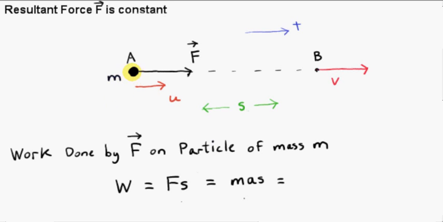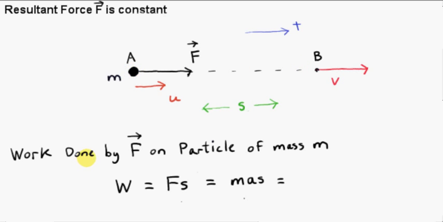We are only going to derive the work energy theorem for the simplest possible case. We have a particle of mass m located at point A. It moves in a straight line to point B over a distance s. The resultant force on the particle is F. To keep things really simple, F is a constant force, and we will make it point in the same direction as the direction of motion of the particle.